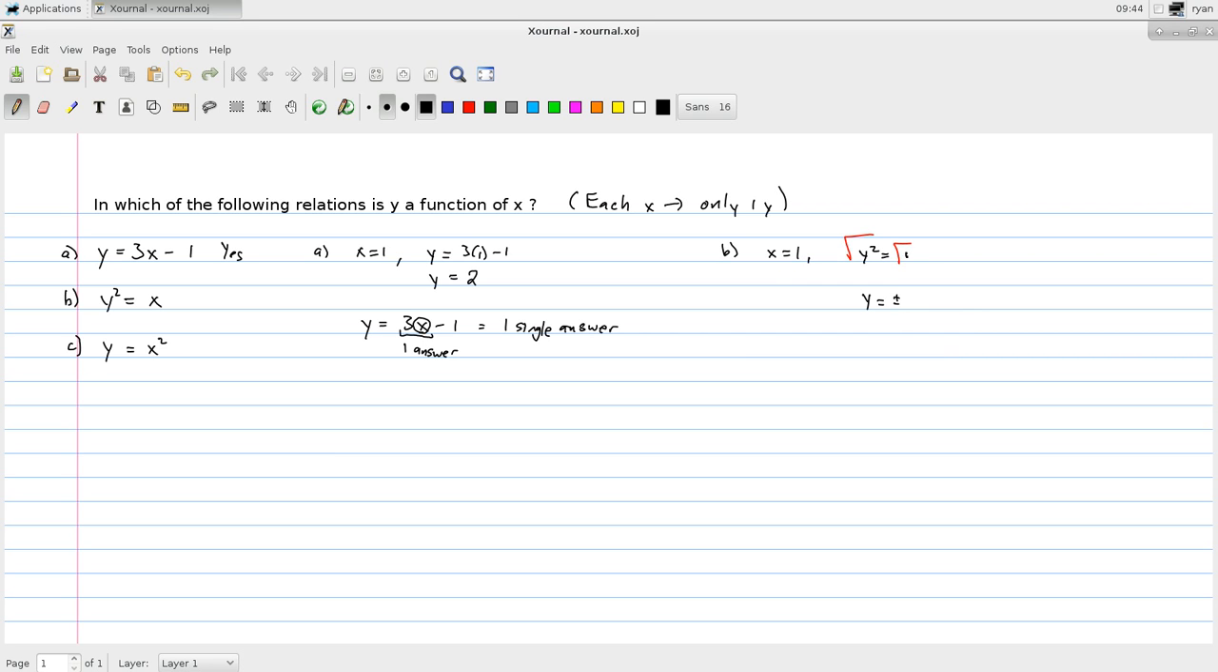This should be the square root of 1. So the square root of 1 is 1. So we've got y equals positive 1 and y equals negative 1. So this single value for x gave us two different values for y. And that tells us that no, this is not a function.